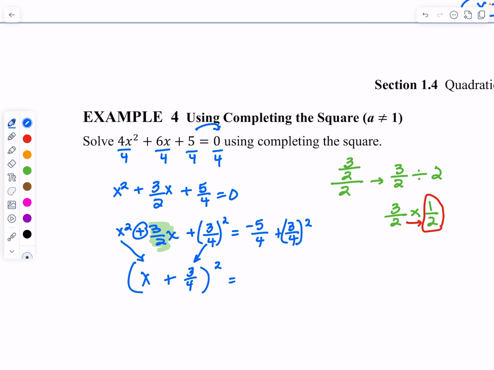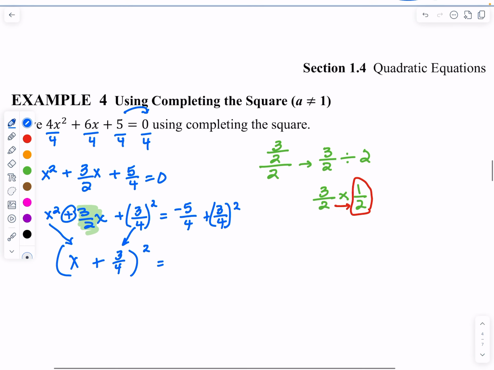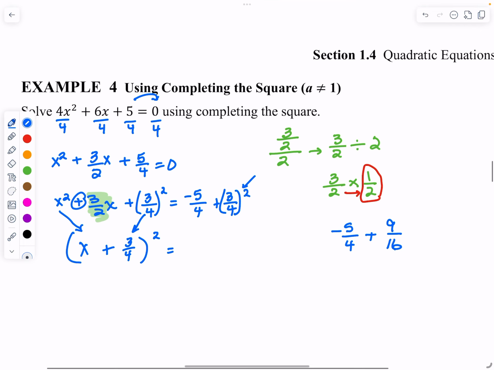Now, you can work it by doing it longhand: -5/4 plus, I'm going to square this guy, so I get 9/16, and then I get common denominators, so I've got to multiply by 4. So I get -20/16 plus 9/16. That is a whole lot to get -11/16. Whew. Okay, so that was a lot, but you also can use your calculator.